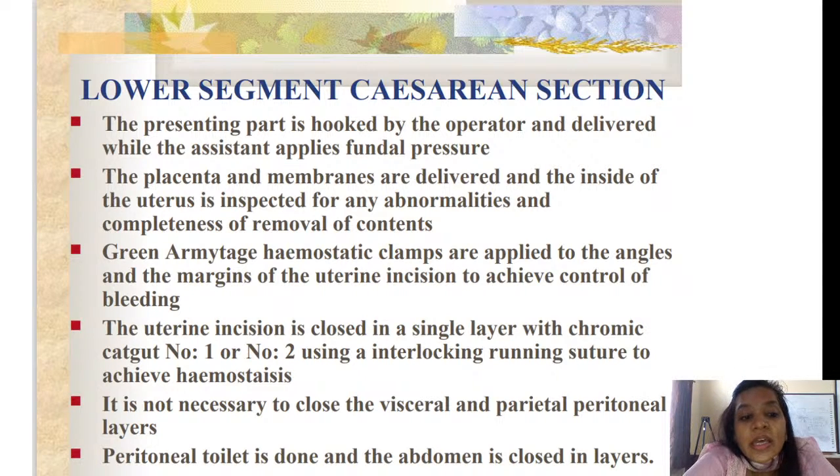The placenta and membranes are delivered and the inside of the uterus is inspected for any abnormalities or completeness of removal of contents. The Green-Armytage hemostatic clamps are applied to the angles of the uterus and margin of the uterine incision to achieve control of bleeding. The uterine incision is closed in a single layer with chromic catgut number 1 or number 2 using an interlocking running suture to achieve hemostasis. It is not necessary to close the visceral and parietal peritoneum layers. Peritoneal toilet is done and the abdomen is closed in layers.